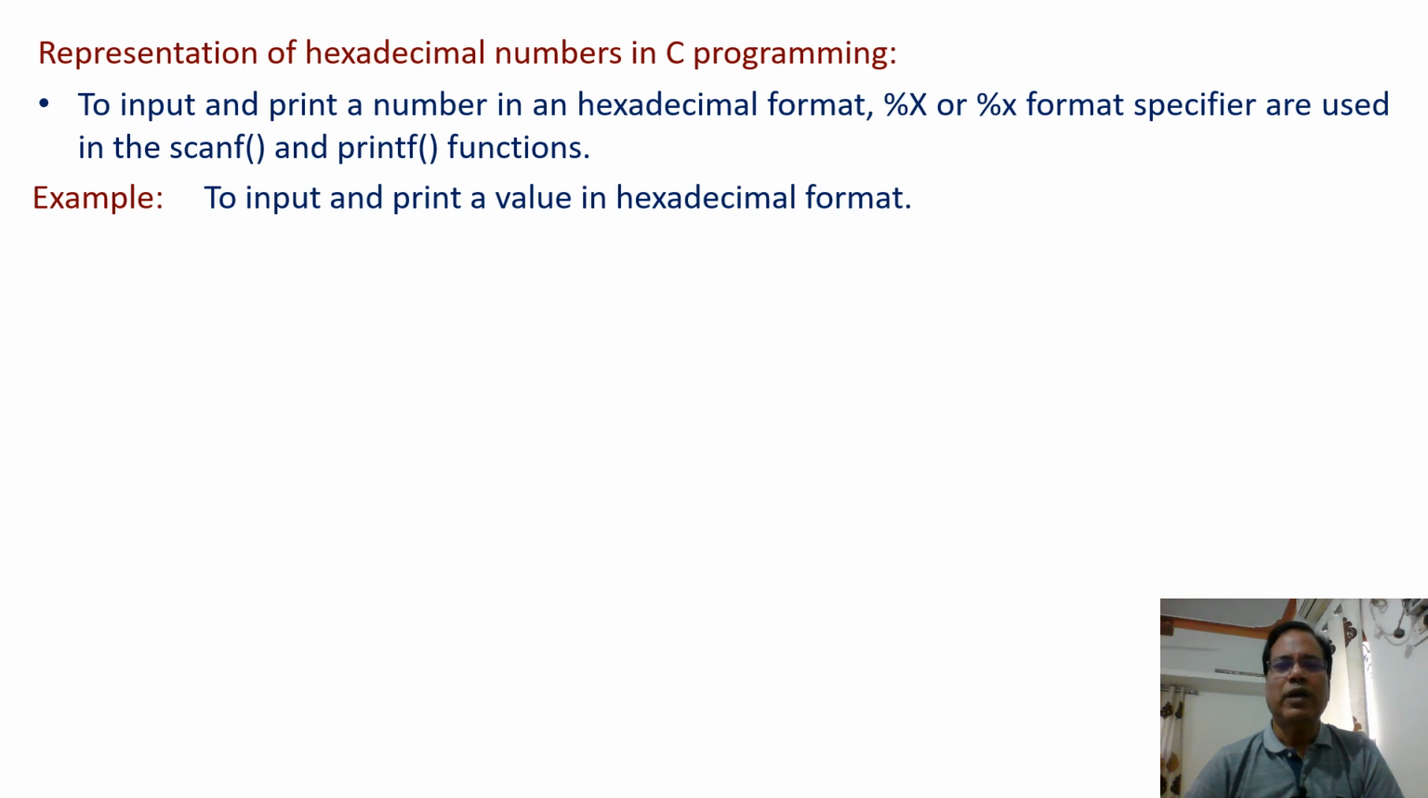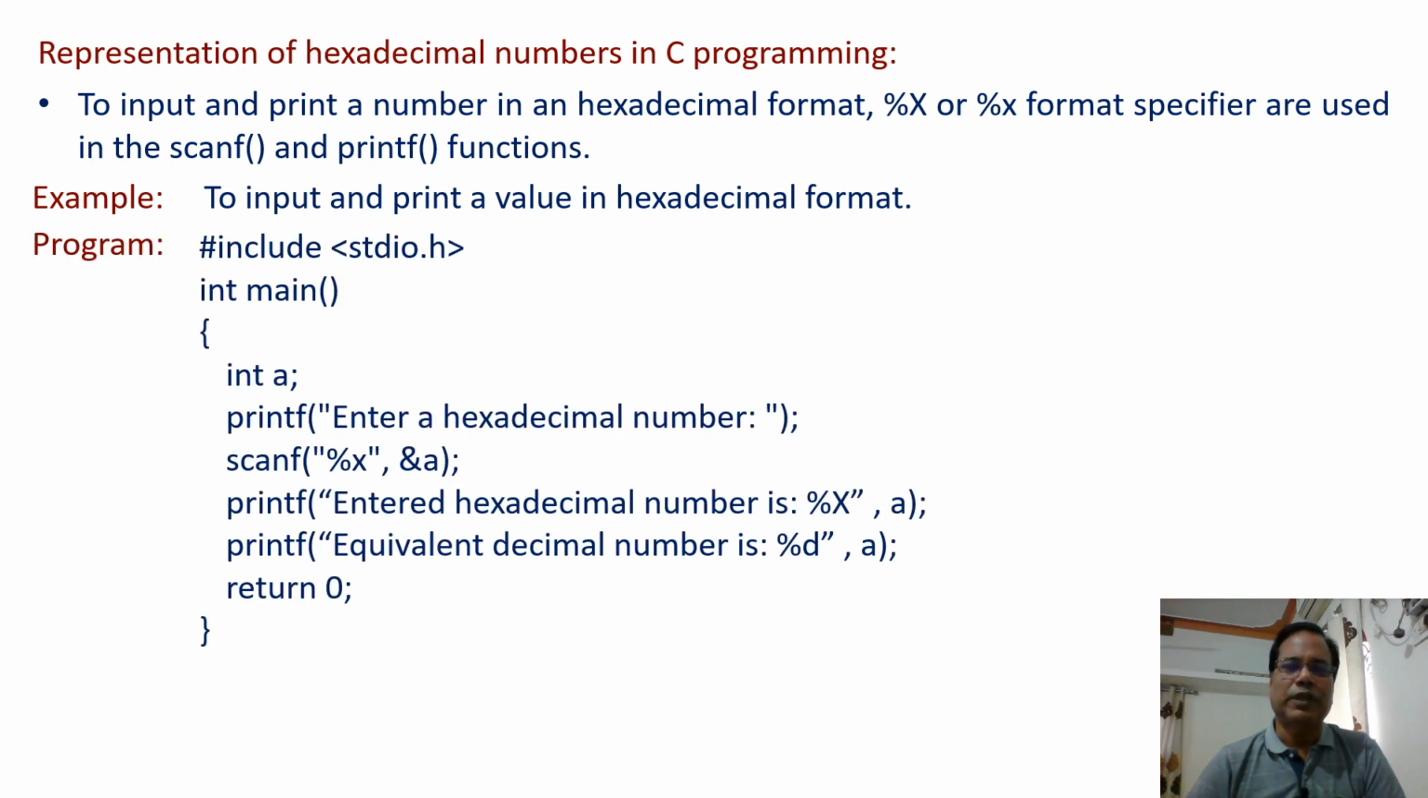Now again, let us see through a program how hexadecimal numbers are inputted and printed on the output screen. Again we will try to understand this through an example program. In this example program, again using the printf message, enter a hexadecimal number. This message is displayed on the output screen, and when the scanf function is executed, the compiler waits for the data. Knowing this message, we understand that we have to enter the hexadecimal number.